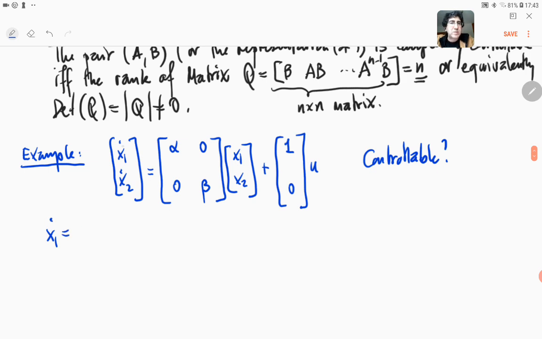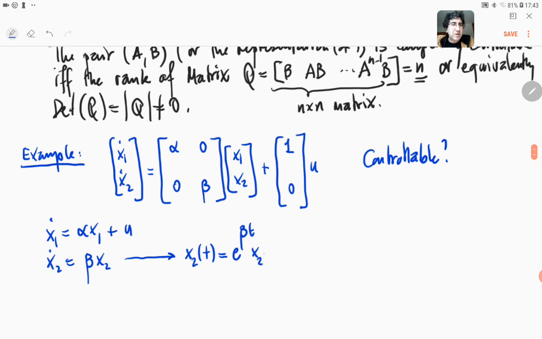So let's take a look at the explicit state equations. I have x1 dot equals alpha times x1 plus u, and x2 dot is equal to beta times x2 plus 0 times u. So you see that this at least says that x2 of t in fact behaves autonomously. The input does not have any effect on what happens with x2. It is going to start from its initial value and behave according to its dynamics determined by beta.